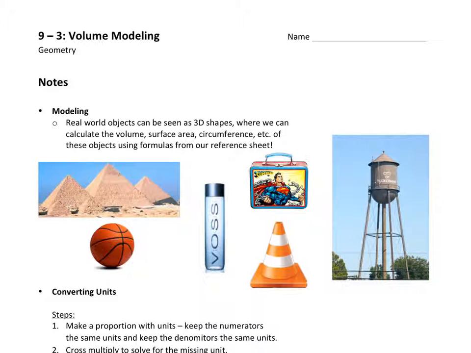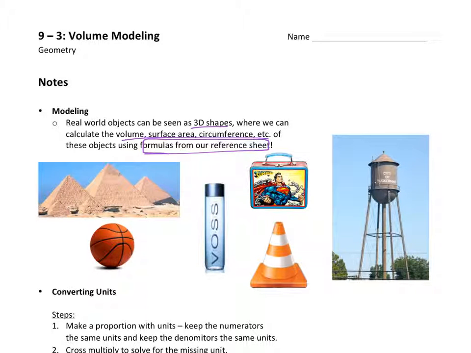Hi guys, this video is going to be talking about volume in terms of modeling. When we say modeling, we're talking about real world modeling situations, so we're talking about real world shapes, but taking them to the classroom by transforming them into 3D shapes that we know of, where we can still calculate volume, surface area, circumference, etc. using formulas from our reference sheet. So I put some real world pictures here. We're just going to identify what they are as far as our 3D shapes go.